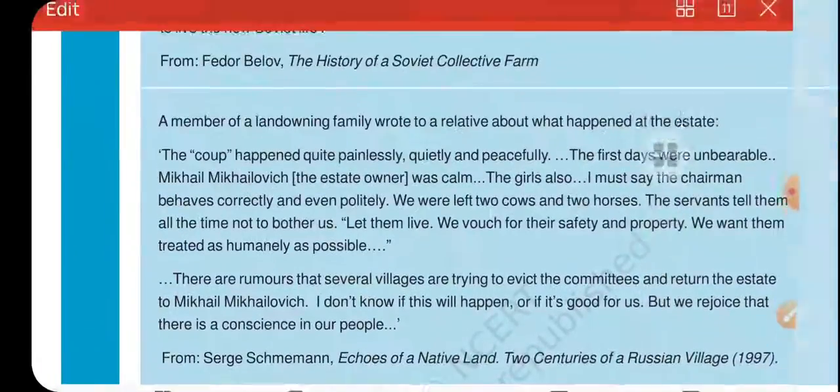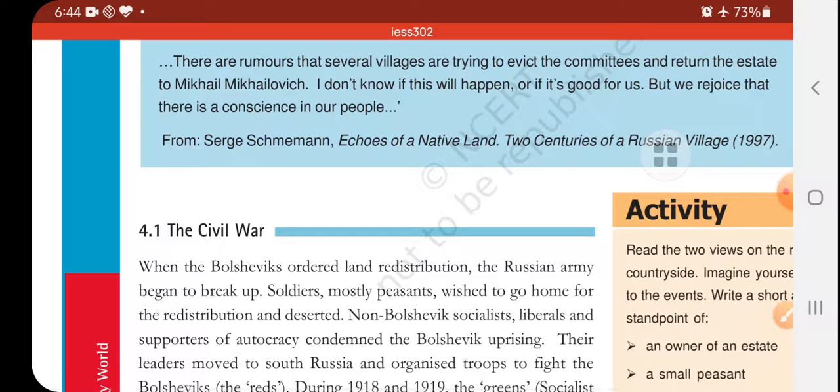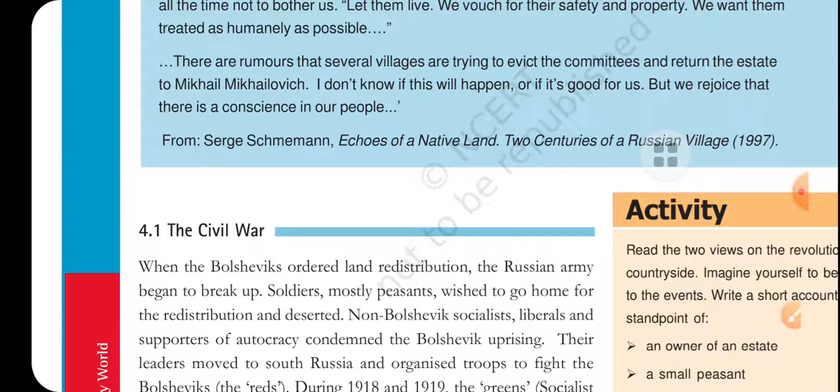So this was about the October Revolution, and after this we'll proceed to the Civil War and other measures which were taken for making society socialist in the next videos.